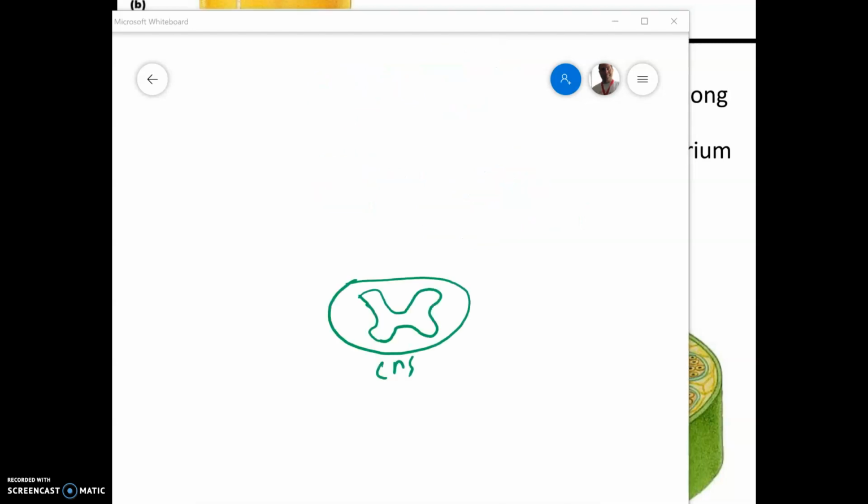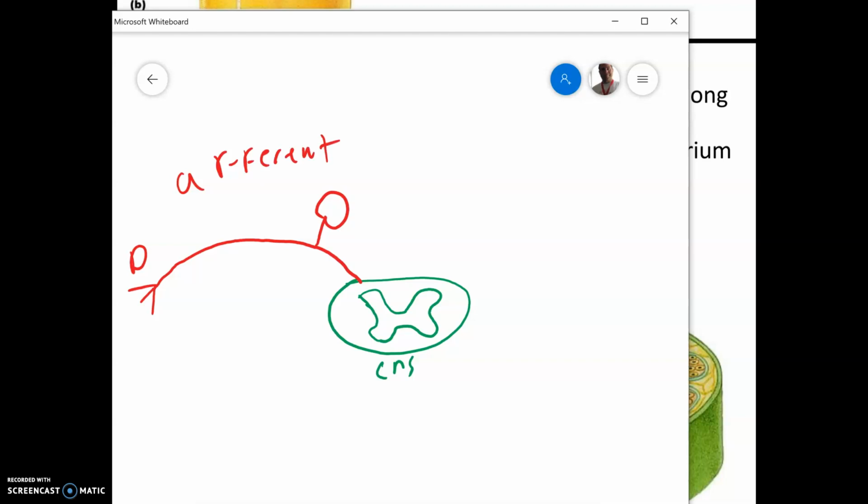Now the nervous system functions to detect stimuli. So we have dendrites, and it's going to carry that information to the central nervous system. So this would be an afferent or sensory neuron. And what kind of neuron is this? Has one dendrite, then axon. So it would be a unipolar neuron.